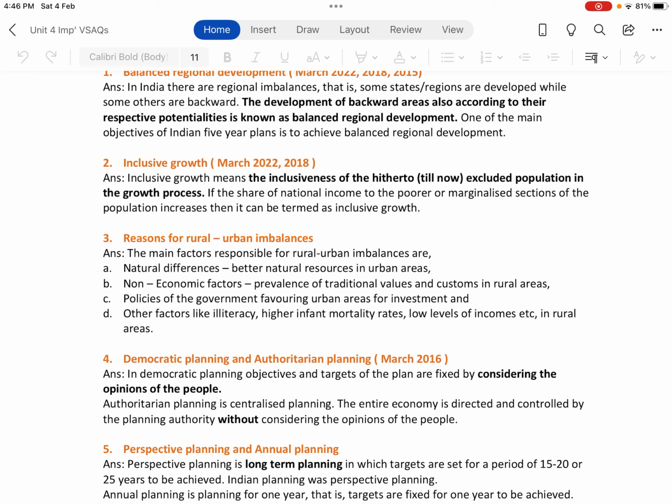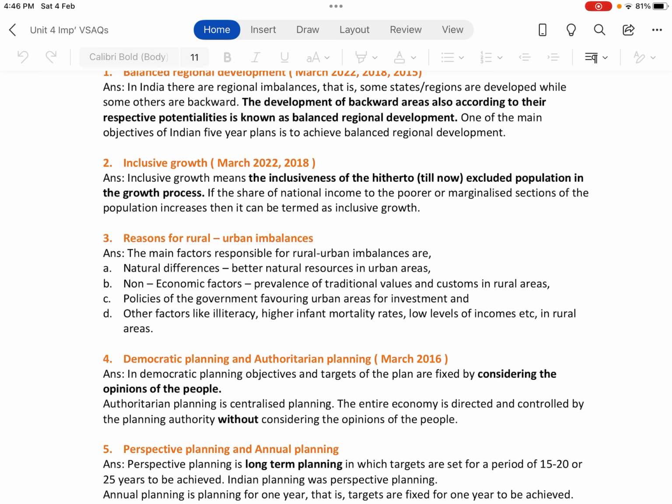Then non-economic factors, prevalence of traditional values and customs in rural areas. Because of these outdated attitudes and superstitious beliefs, the rural areas remain backward. And the third one, policies of the government favoring urban areas for investment. The government also, everybody has to get a return, including the government, for their investment.